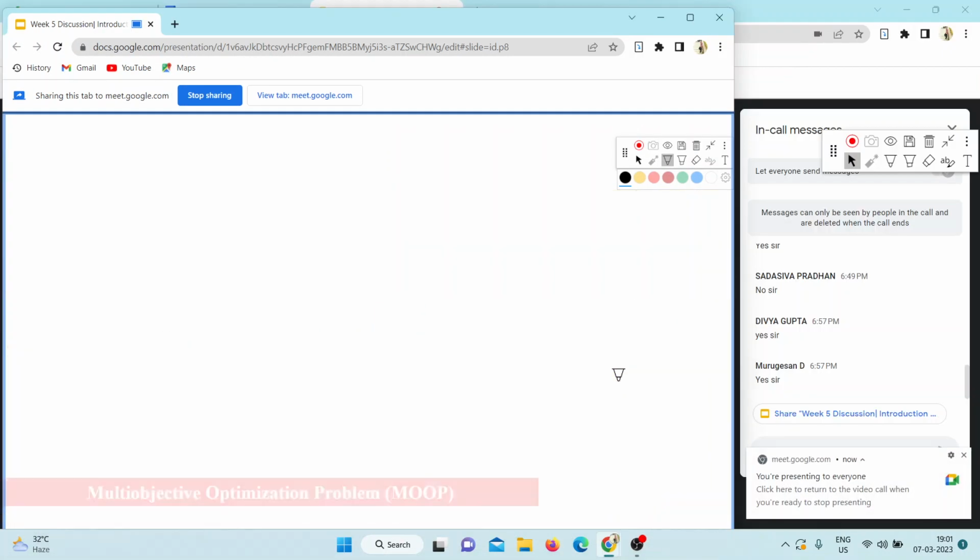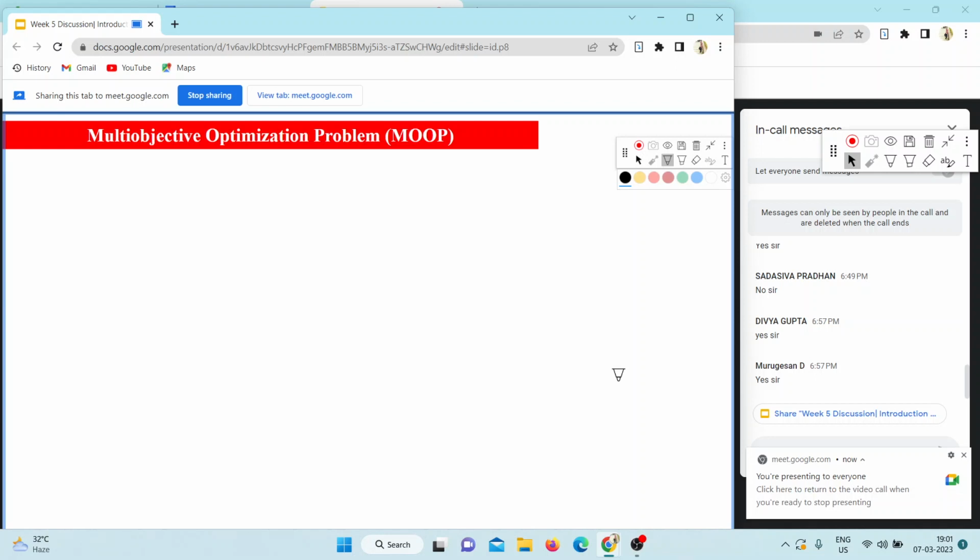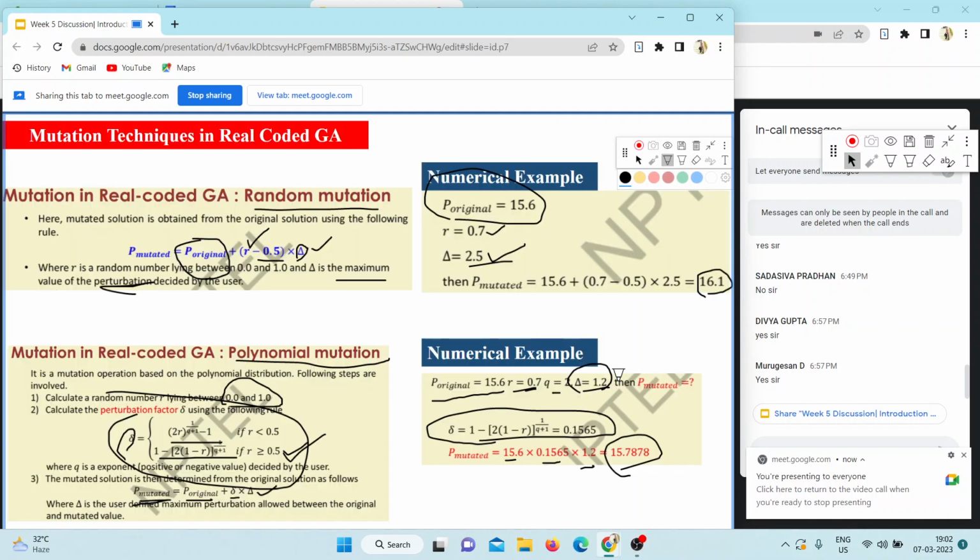So let's move to the next thing, that is multi-objective optimization problem. So we have completed our GA part for single objective optimization. So till now, whatever we were doing, we were concerned with one objective function, one objective.